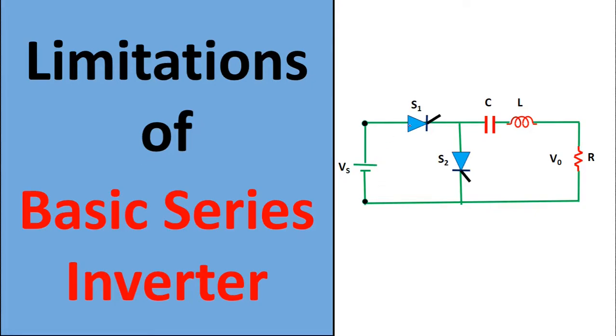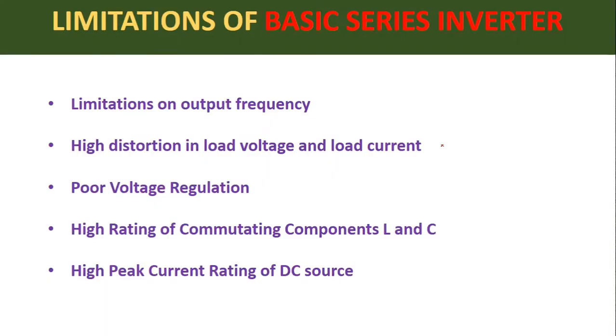Here you can see this is the circuit diagram of basic series inverter circuit. It consists of a DC input voltage source, a load resistor R, two SCRs S1 and S2, and this RLC circuit at the output side, which is an underdamped resonant circuit used to commutate these S1 and S2 SCRs individually. Now we will discuss the limitations or drawbacks of basic series inverter circuit.